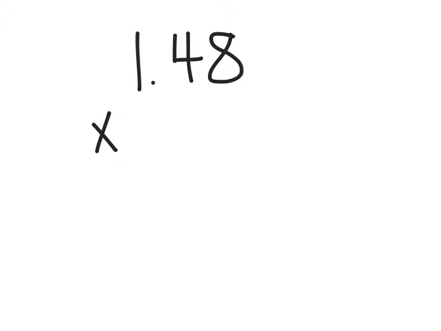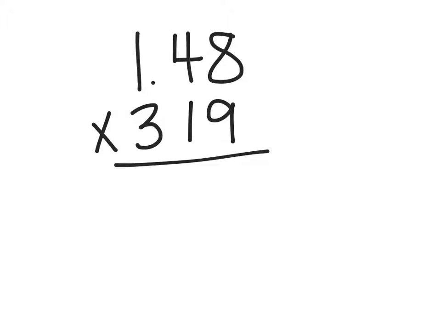Let me add one more page. And then I want to give you one more example with a 3-digit factor on the bottom, and that we have to continue to add another row of zeros when we begin that one. So I'm going to multiply 1.48 times 319. That sounds good to me.